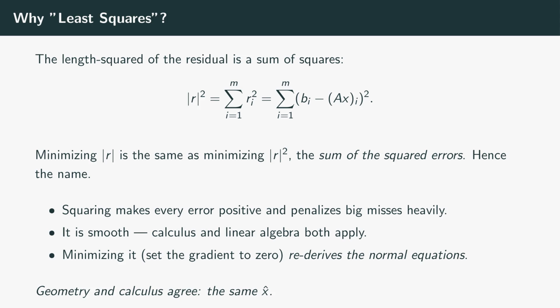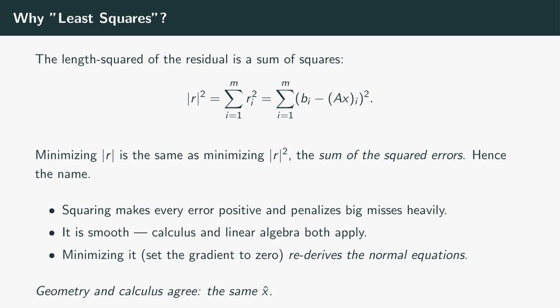Let's see where the name comes from. The length of the residual, squared, is the sum over all the equations of each individual error squared. Each entry of the residual is the gap between what we wanted, b_i, and what we got, the ith component of Ax. Square each gap, add them all up. Minimizing the length of the residual is the same as minimizing that sum of squared errors, which is why the method is called least squares.